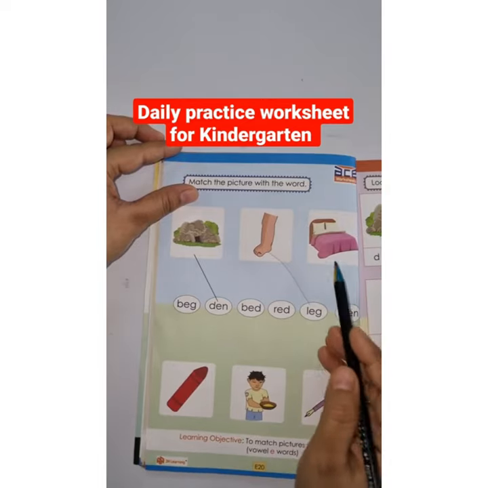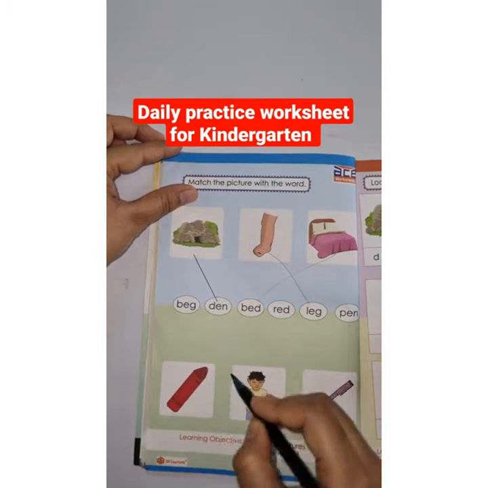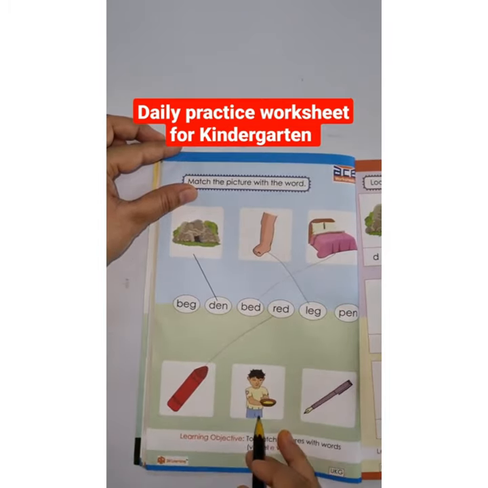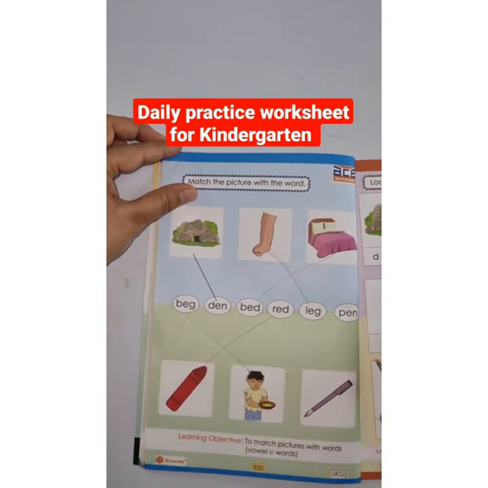Bed. B-a-d, bed. This is red. R-a-d, red. Beg. B-a-g, beg. Pen. P-a-n, pen.